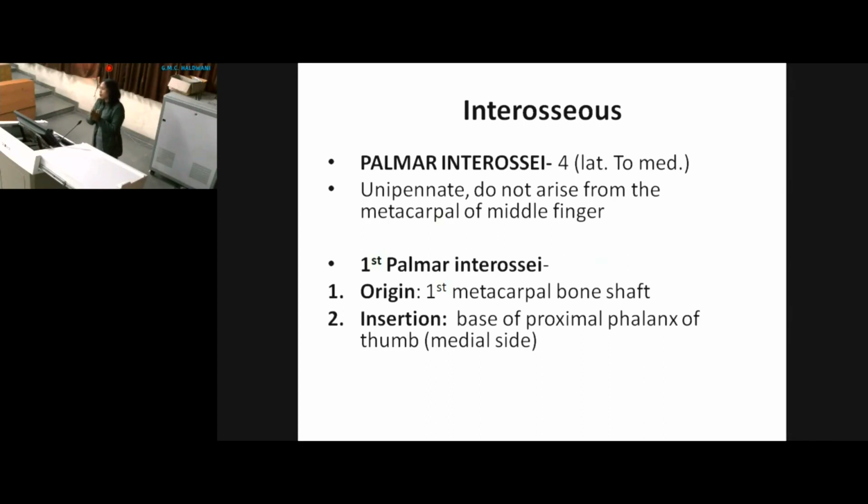Clear? So the palmar interossei, numbered from the lateral to the medial side, are unipinnate. They do not arise from the metacarpal of the middle finger. They are four: they arise from the first, second, fourth and fifth, not the third. They are unipinnate. The first palmar interosseous has its origin from the shaft of the first metacarpal bone, and its insertion is in the base of the proximal phalanx of the thumb, on the medial side.